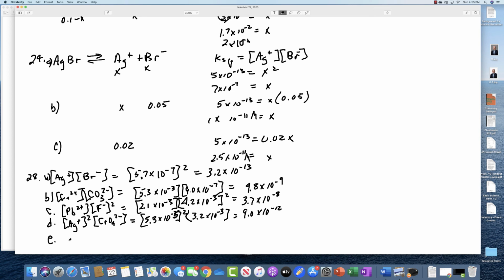And the last one is going to be whatever that is times fluorine cubed. And so you get 2.3 times 10 to the minus 3 times 7 times 10 to the minus 3 cubed. That gives 0.9 times 10 to the minus 10.